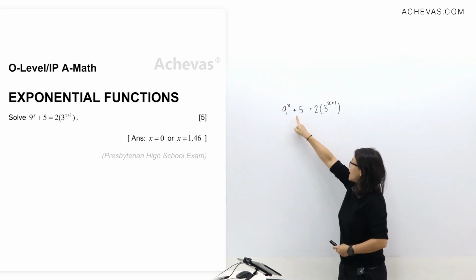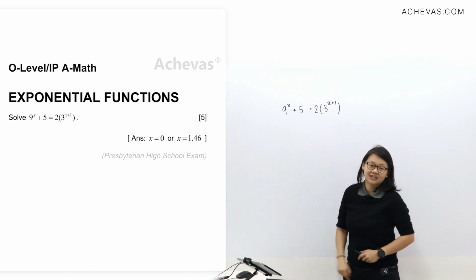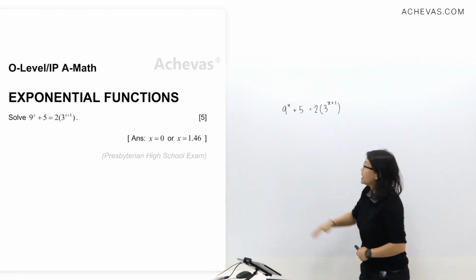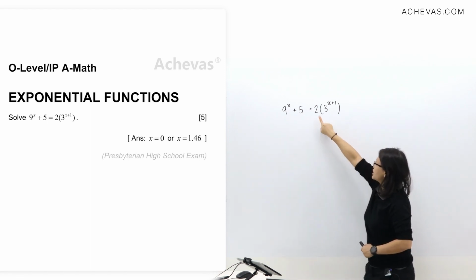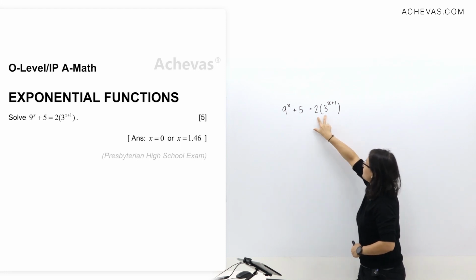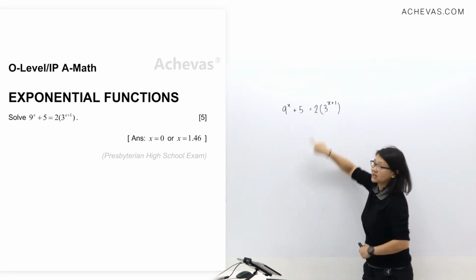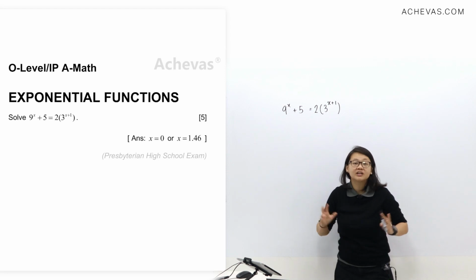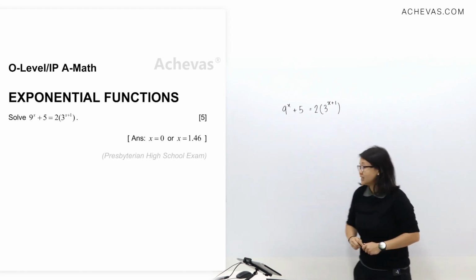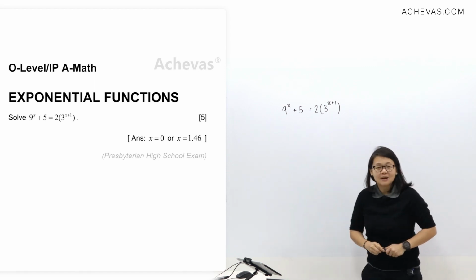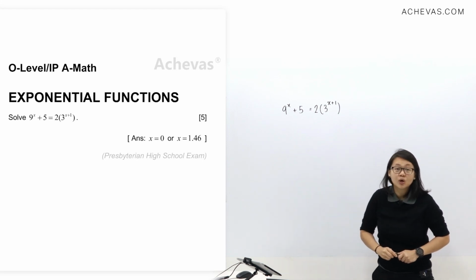On the left-hand side, I have an addition, but I do not have like terms, so there's nothing I can do about it. And on the right-hand side, we have base 2, base 3, they're different. Power, this is power 1, this is power x plus 1, they're different as well. So there really is nothing I can do about it. So for this type of question, let's make use of substitution to help us.